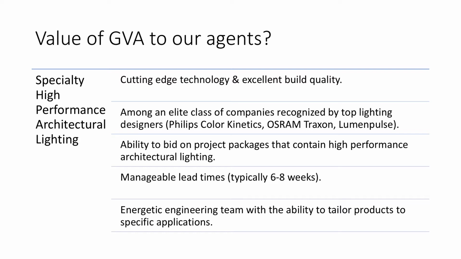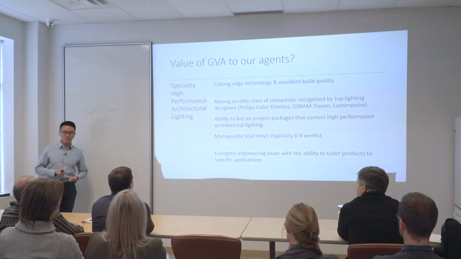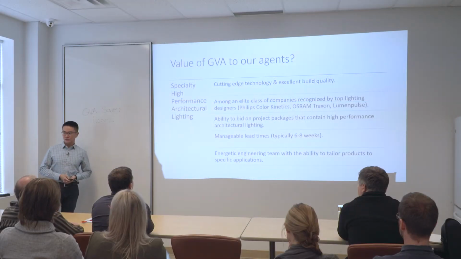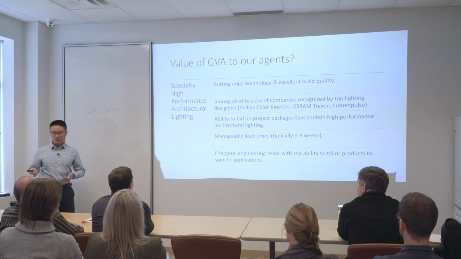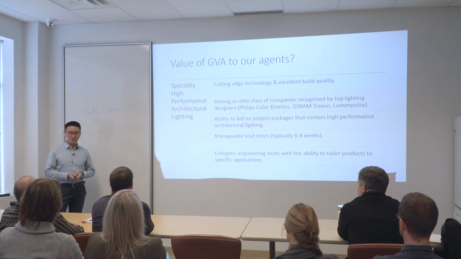That's why rep agencies want us. And one of our key values to our agents and to lighting designers is our lead time, because our lead time is typically 6 to 8 weeks in comparison to some of the other lighting manufacturers out there. And lastly, very important is we have a very energetic engineering team with the ability to tailor products to specific applications. So big thanks to all of our engineers in the room. And also our production teams for finishing all the customizations.